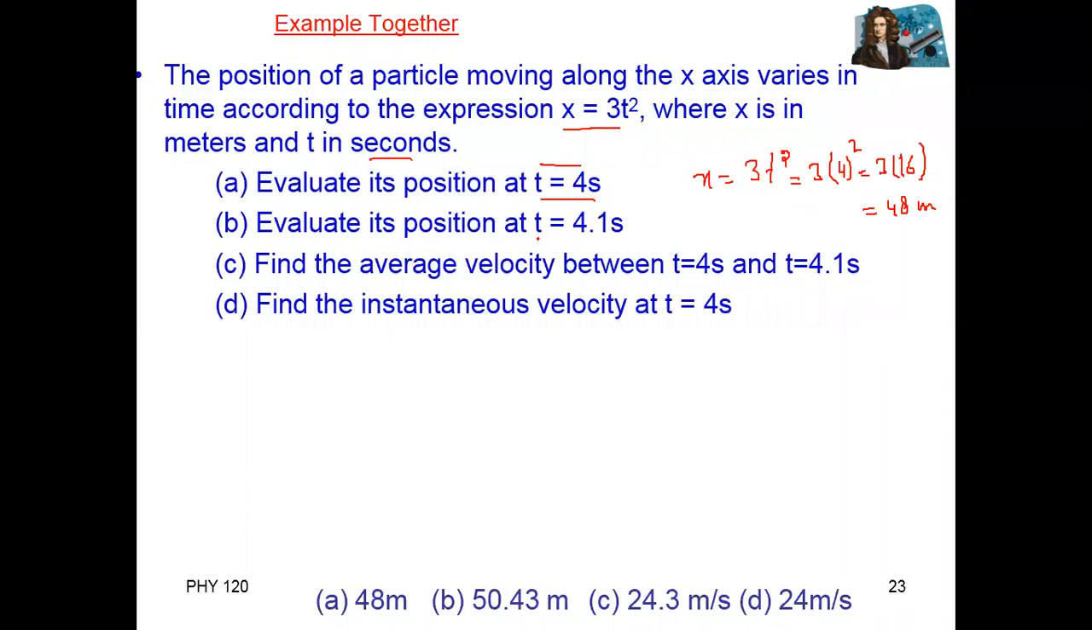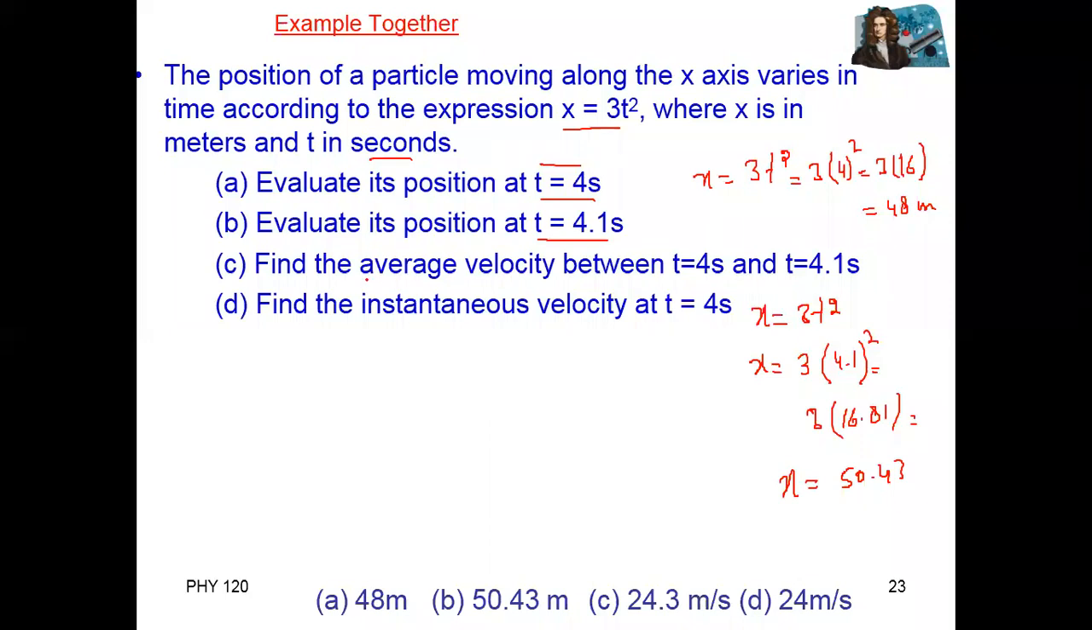Evaluate its position after 4.1 seconds. So x is equal to, like we have 3t squared, but when time is 4.1, how can you find it? 3 multiplied by 4.1 whole squared. What about 4.1 squared? 4.1 squared equals 16.81. So if you multiply 16.81 with 3, it equals 50.43. So position after 4.1 seconds is equal to 50.43.